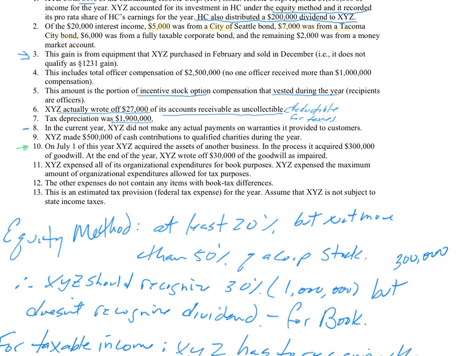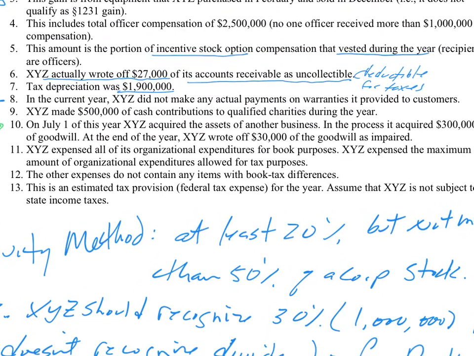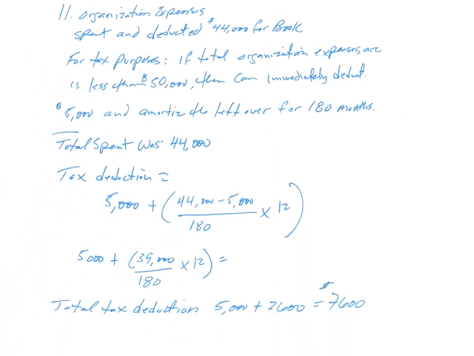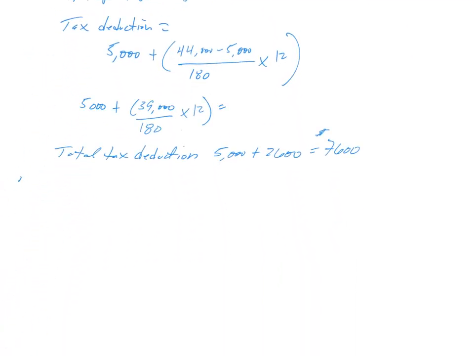Okay, so let's go look. So this 13, this is an estimated tax provision related to federal tax expense. Assume they're not subject to any state income taxes. Okay. And see what it says. So it says on 9, XYZ made $500,000 of cash contributions to qualified charities during the year. All right, so let's come down here and talk about charitable contributions, okay?